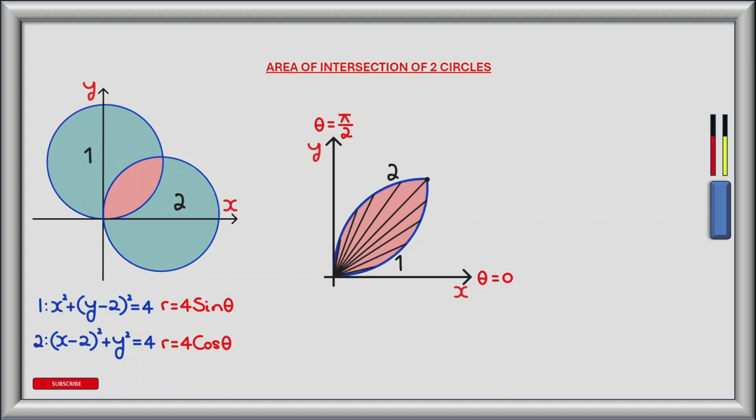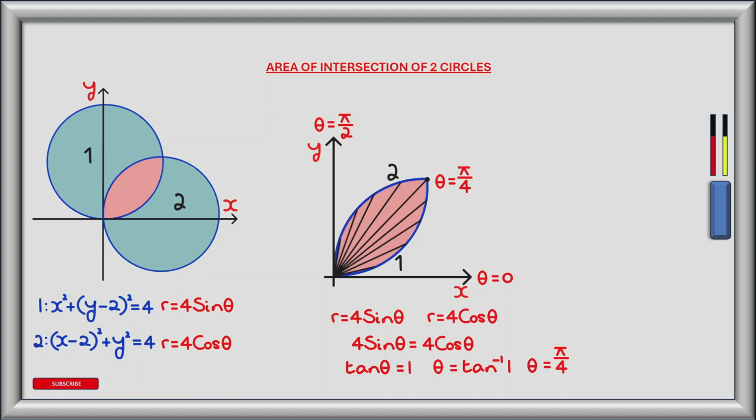To find the angle of theta where the two circles intersect, we can set the polar equation of circle 1 equal to the polar equation of circle 2. The polar equation for circle 1 is r equals 4 sin theta, and for circle 2 we have r equals 4 cos theta. If we equate the two, we have 4 sin theta equals 4 cos theta.